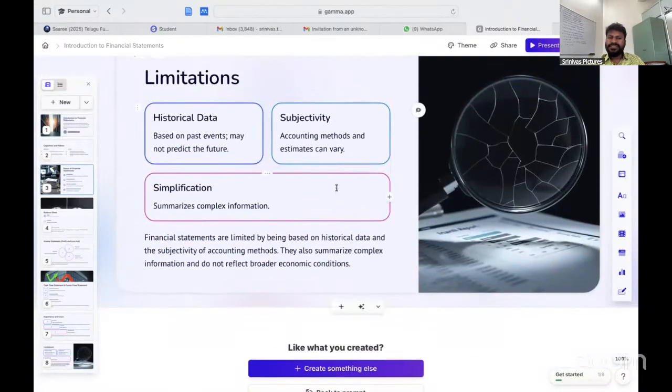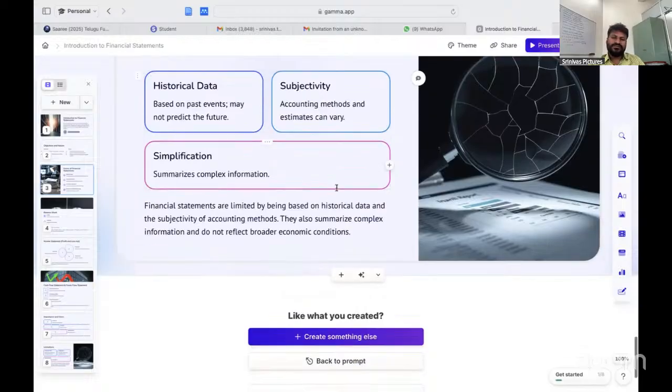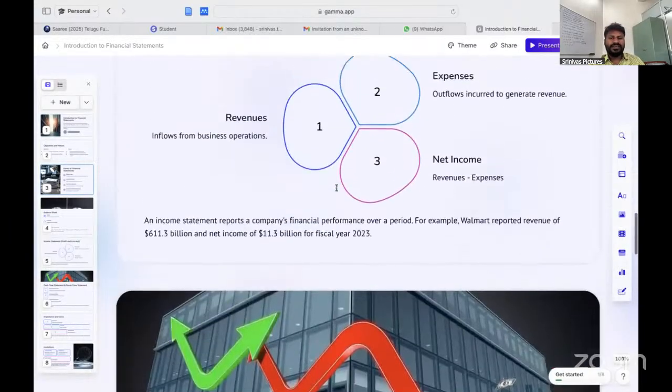And what are the limitations? When you are preparing and analyzing the financial statement, it is generally based on past data only. That is, it may not predict the future. And there is subjectivity: accounting methods and estimates can vary, so there are a lot of differences. And simplification: summarizing complex information makes it difficult for users to understand. So these financial statements are limited, being based on historical data and subjective accounting methods, and they summarize complex information and do not reflect broader economic conditions. So this is the story about the financial statements.